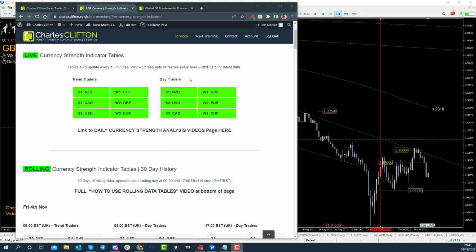As you can see, I have the live currency strength indicator tables in front of me. We have the trend traders table and the day traders table. These are the same studies but just different time frames.